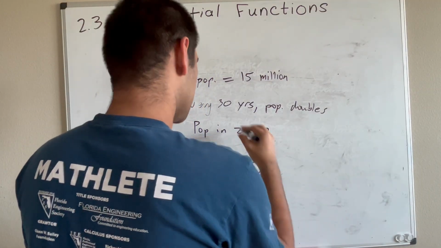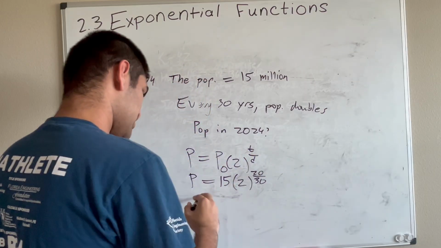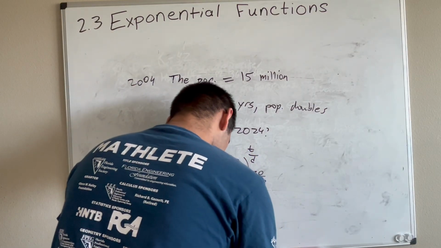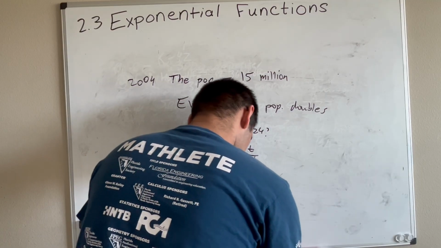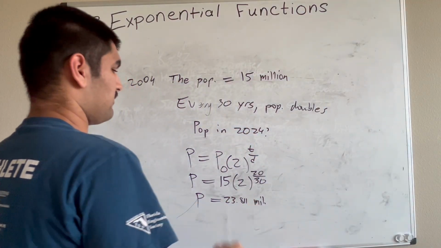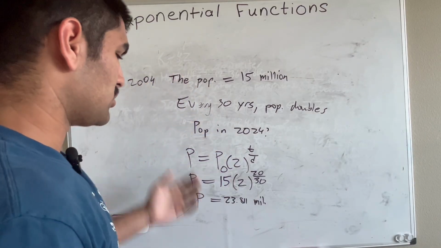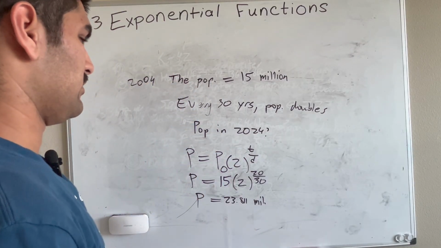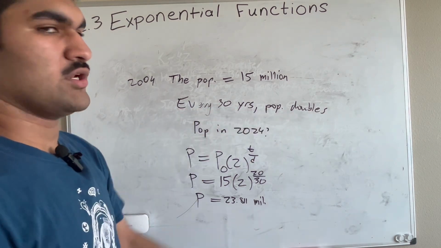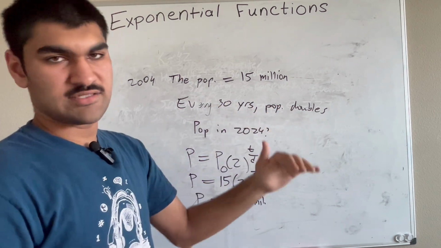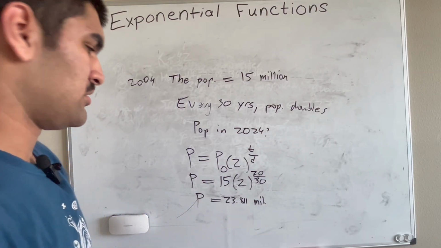And the time it takes to double is 30 years. So if you put this into your calculator, you should get 23.811 million. So in 20 years, in 2024, the population of this country would be 23.811 million, assuming that this rate would continue, right? Because sometimes it takes 30 years to double, but that's not exact. That's just an estimate, an approximation.